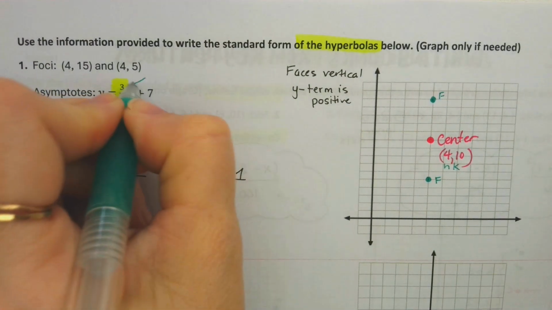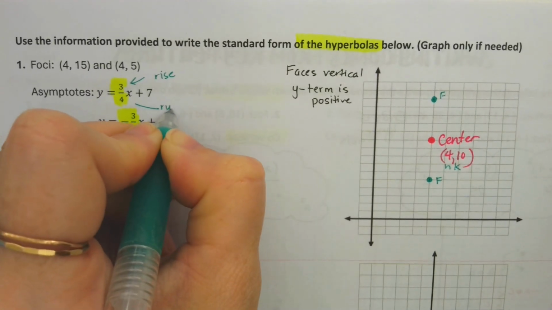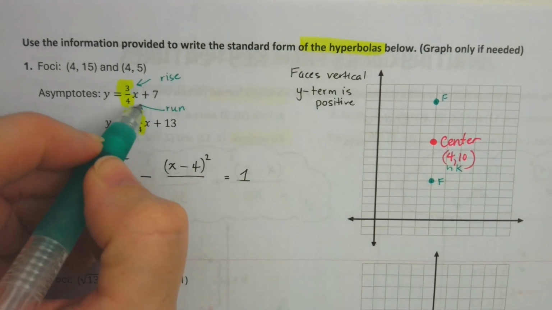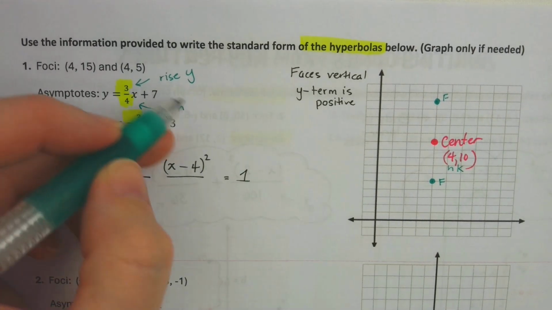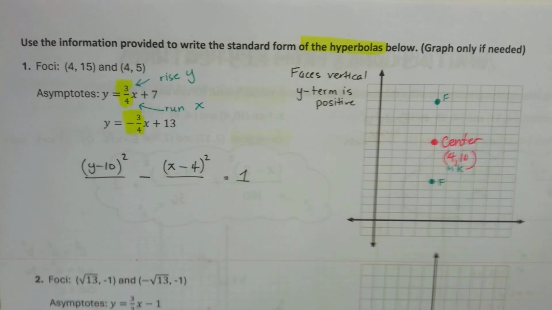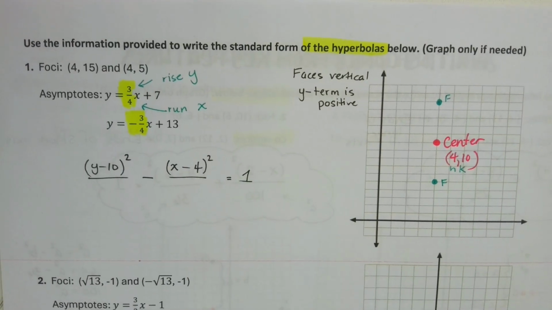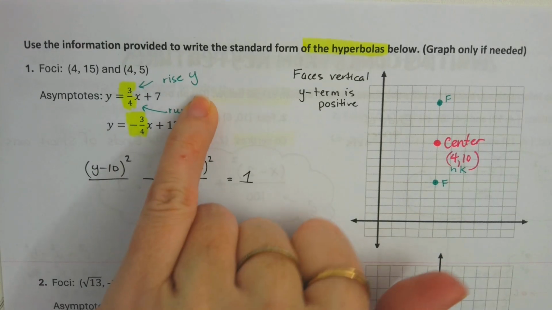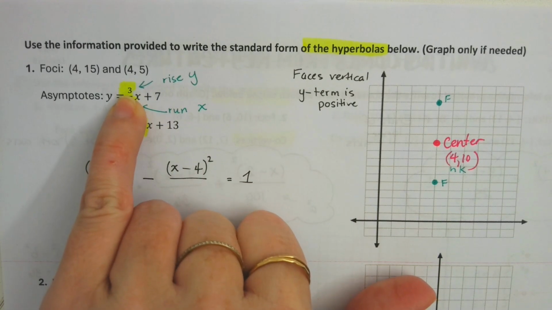Okay, so if we think about the slope as a rise over run, the rise again is how much we counted in the y direction, and the run is how much we counted in the x direction, because rise is the change in the y's, run is the change in the x's. So from there, I can literally figure out my two denominators. Looking at this, how much we counted in the y direction, we counted 3 in the y direction.